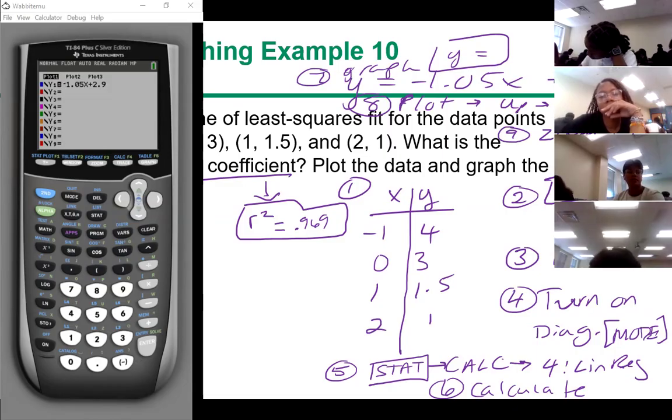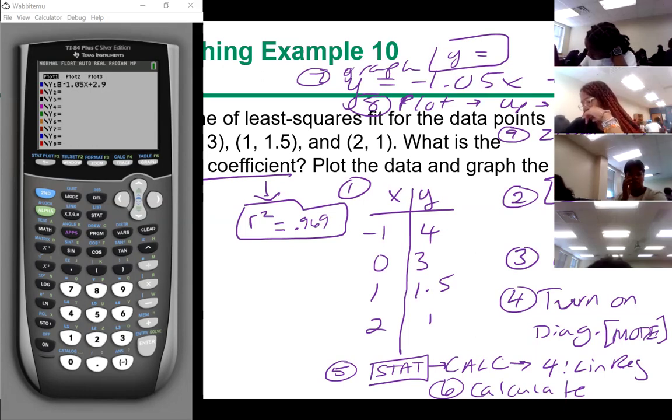The reason why we go to 9, if my calculator wasn't here, I would have more space to write. But because I'm trying not to write behind the calculator, I'm so sorry that I'm squeezing it in right here. We're going to go to zoom, and we're going to go to 9. The reason why we go to 9 is because we wanted to view our stats data.